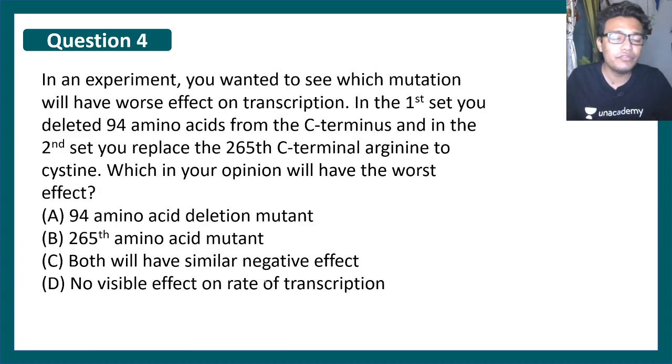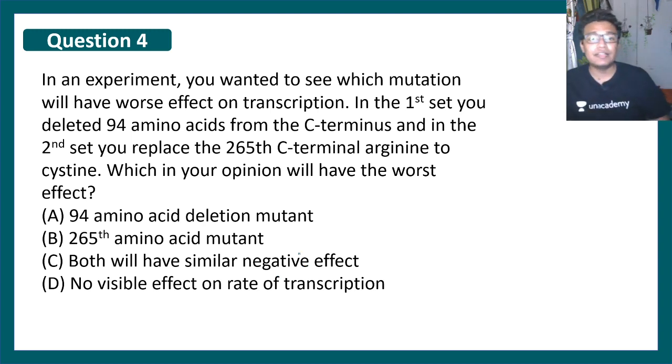Okay. Question number 4 says, in an experiment, you wanted to see which mutation will have worse effect on transcription. In the first set, you have deleted 94 amino acids from the C terminus, and in the second set, you have replaced 265th of the C terminal arginine to cysteine. In your opinion, which would have the worst effect? Options are 94 amino acid deletion mutation, 265th amino acid mutant, or both would have similar effect, no visible effect on transcription. So what would be the important funda here?